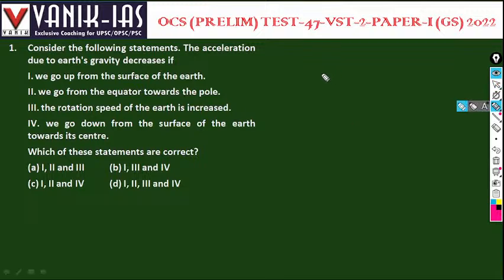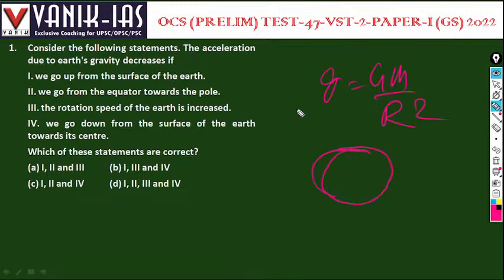See, acceleration due to gravity, g is equal to GM by r square. This is the formula, where r is the radius of Earth. Suppose this is the Earth. Here the radius is slightly less, slightly depressed at the poles. So here r is small. So when we go up from the surface of the Earth, the first statement.